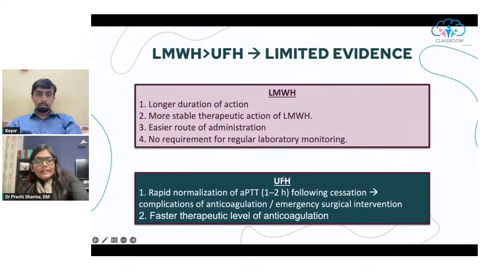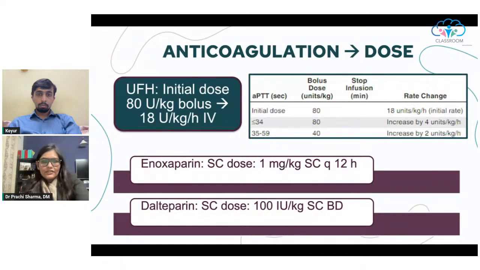which are added advantages. On the other hand, unfractionated heparin may still be considered in certain situations. For example, when you need rapid normalization of APTT, when you are expecting complications of anticoagulation, or when you're expecting that the patient may require emergency surgical intervention.